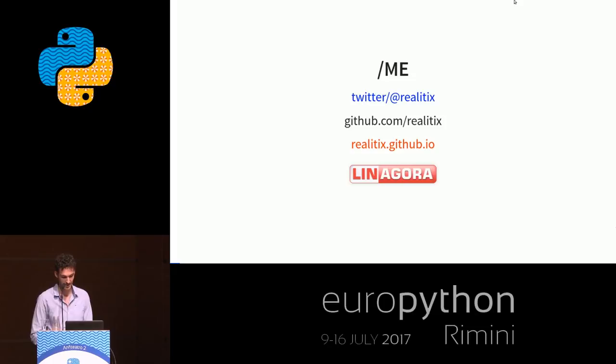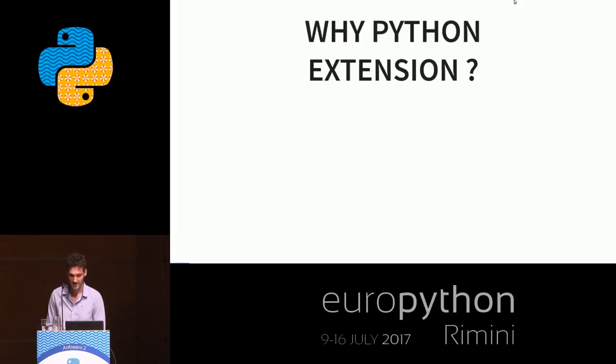So first, why do we need Python extension? I'm going to tell you my use case. Approximately 1 year ago, the new Vulkan API was released. Vulkan is a new graphic API that will replace OpenGL in the near future. So it's a low-level graphic API. You can create AAA games with it, and it's cross-compatible with Windows, Linux, and Android.